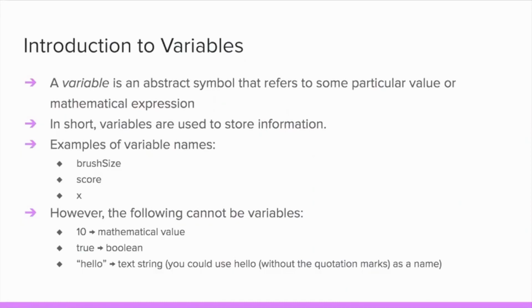However, you cannot name your variable after mathematical values. For instance, 10, or Boolean values like true or false, or text strings like "hello" with quotation marks around it. You could use hello without the quotation marks, though.